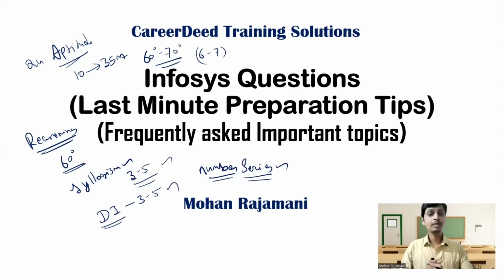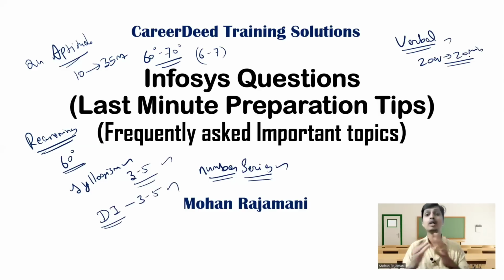Now, coming to your verbal part. So in verbal ability, you get 20 questions and the total time is 20 minutes. That means you have to take only 1 minute per question. So that's a problem, right? If you want to solve one question in 1 minute, you have to be very proficient.